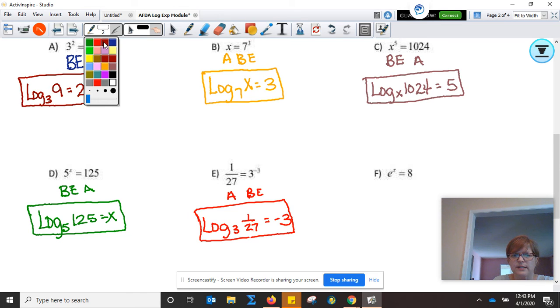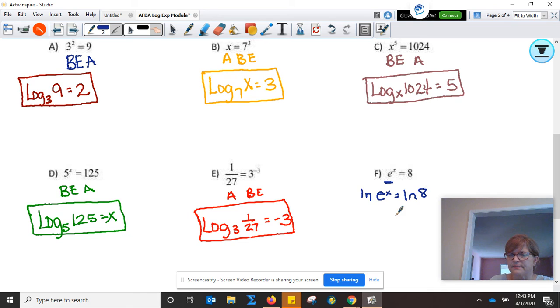And now the last one. Let's use blue. And that's an e. Now remember, I said e's and natural logs are inverses of one another. So to cancel that out, I'm going to put the natural log on both sides: ln e to the x equals ln 8. These two right here cancel out. They're inverses, so when you multiply inverses, it becomes 1. x equals ln 8.